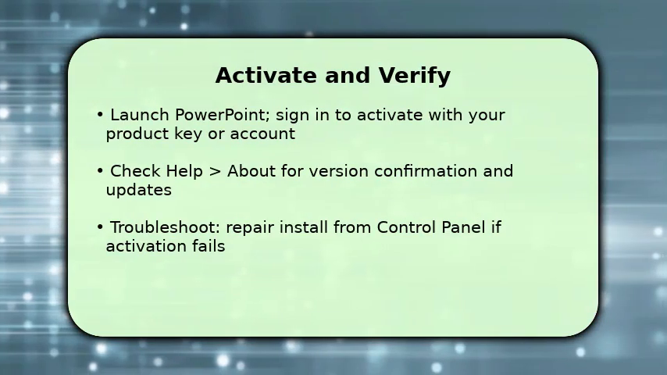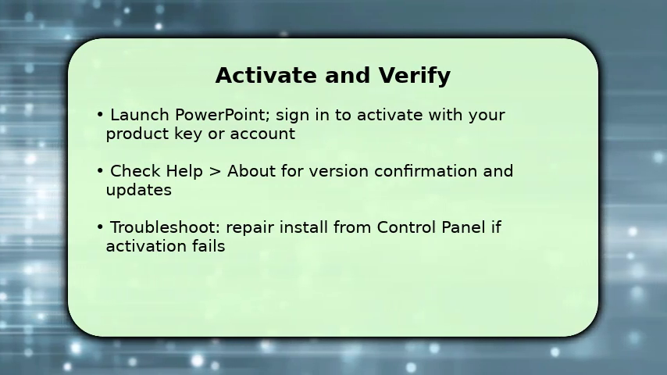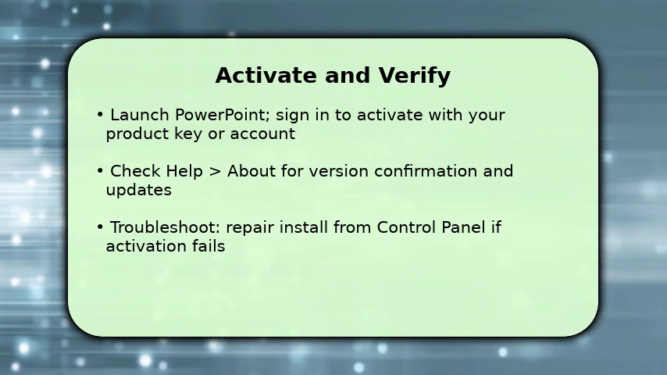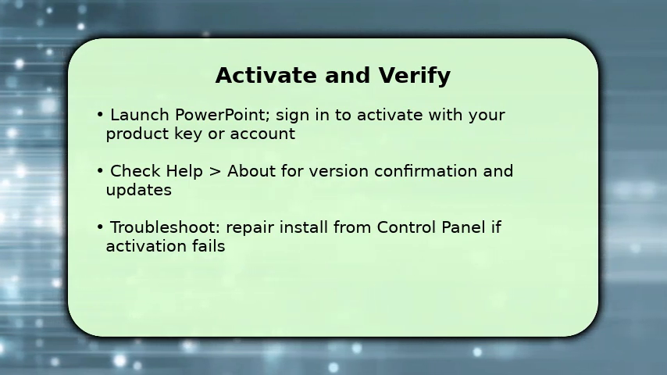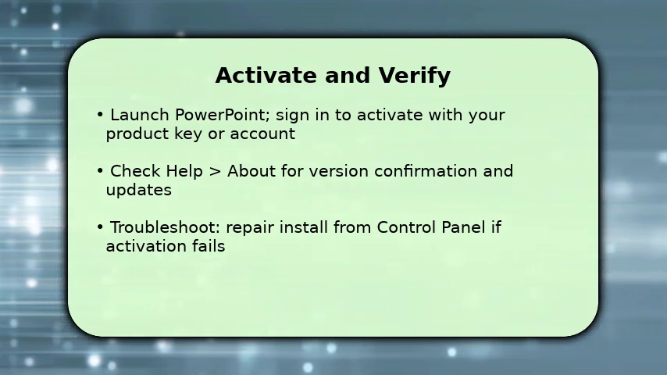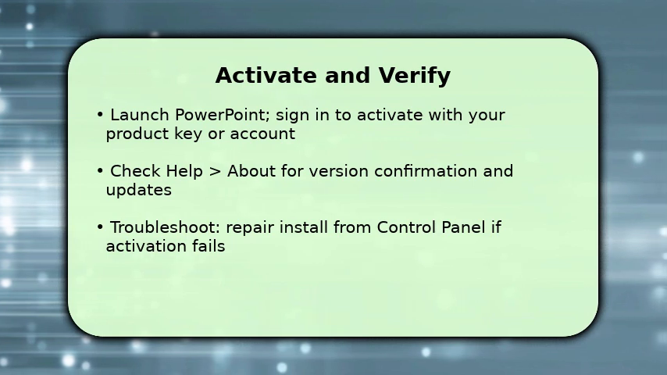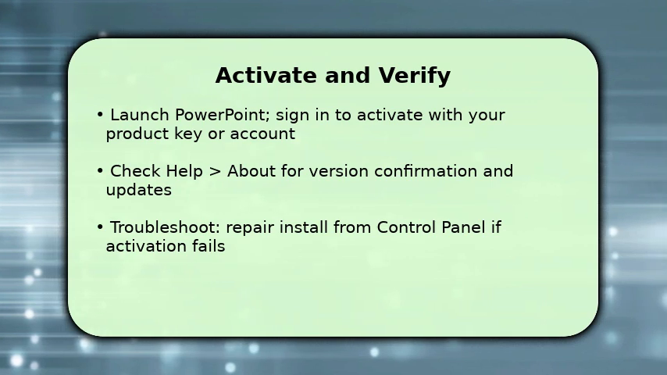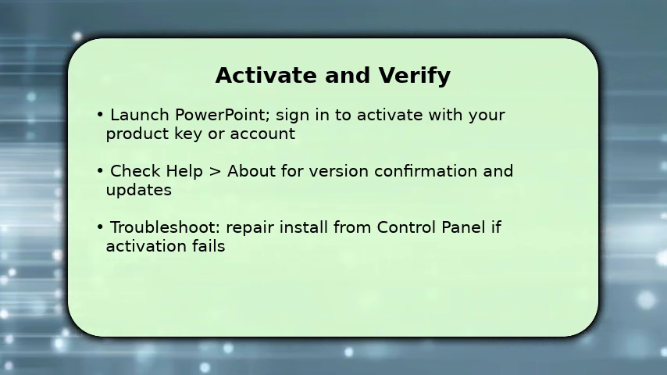Finish by launching PowerPoint 2016 and activating it with your product key or Microsoft account. Activation enables full features and updates. Once opened, go to File, Account to confirm the product name and click Update Options, then Update Now, so you have the latest fixes. Make a test presentation to confirm templates and export options work.